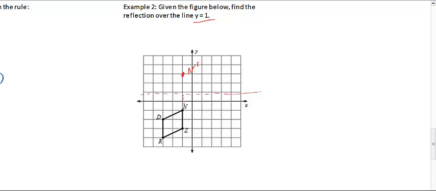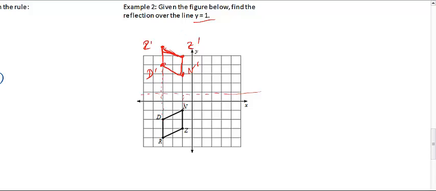D is 3 units below if I count, so I should move up 3 units to find D prime. R here is 1, 2, 3, 4, 5 units below, so if I travel 5 units above, it's actually not going to fit, but we can eyeball it, and there would be R prime. And Z here is 4 units below, so if I travel 1, 2, 3, 4 units vertically, then there would be Z prime. And we see that there's our figure.